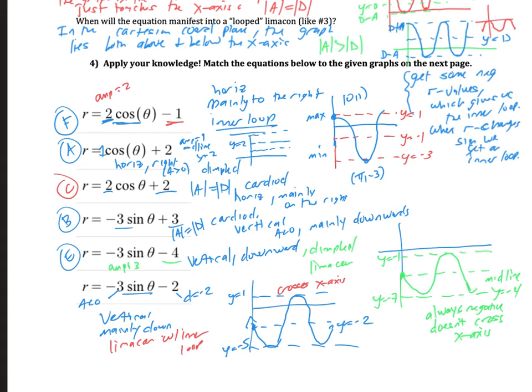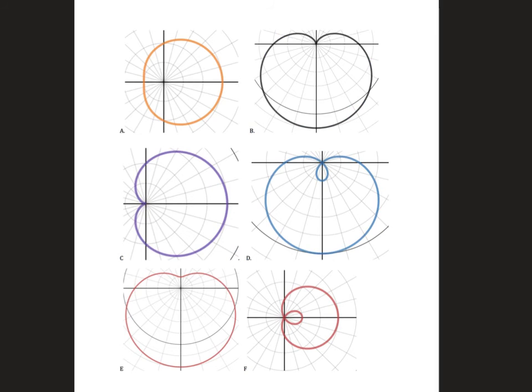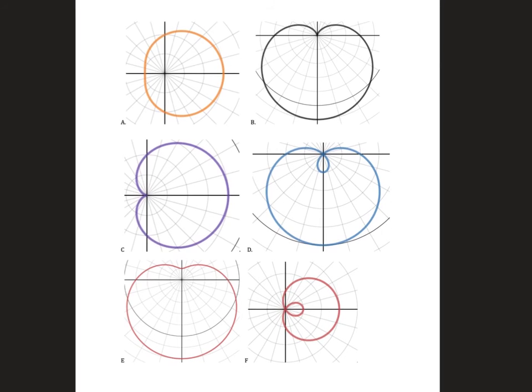So let's make sure the last graph, that is D. Horizontal limacon, mainly to the right side with an inner loop. So this is our only option. So this is letter F, right? So this is going to be our first equation.